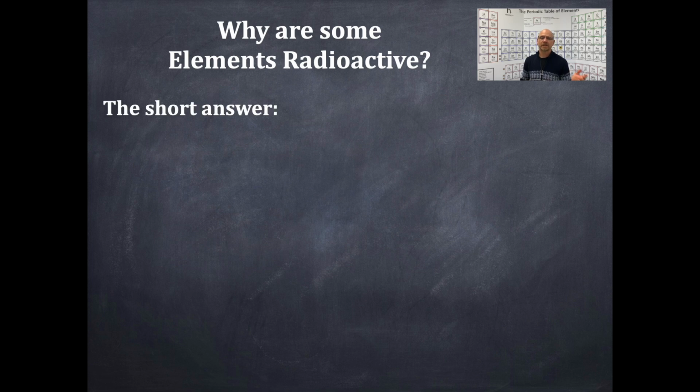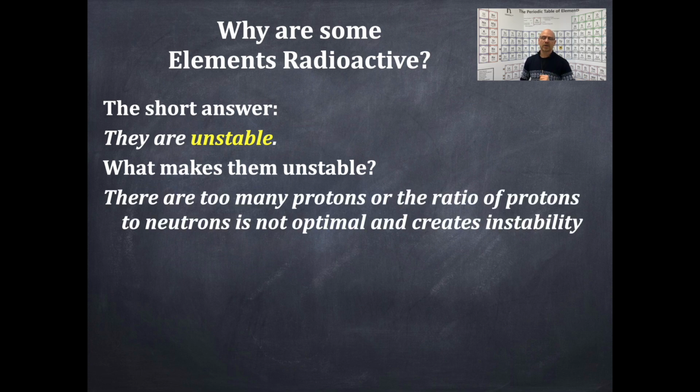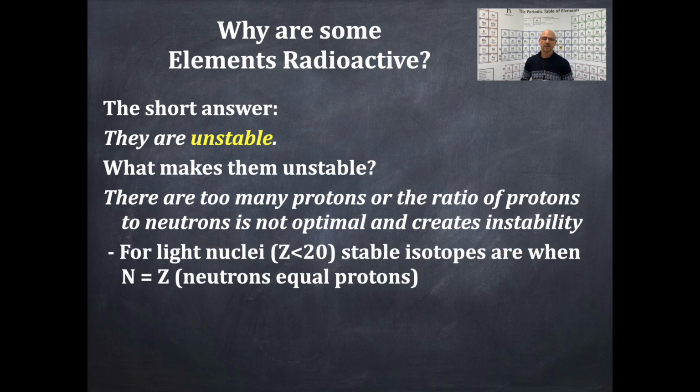All right, fantastic. A simple question: why are some elements radioactive? The short answer is, well, they're unstable. Then the question is, what makes them unstable? Well, there are too many protons, or the ratio of protons to neutrons is not optimal and creates this instability in the nucleus.